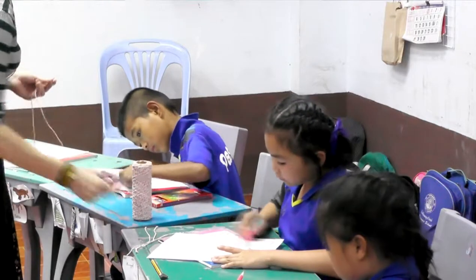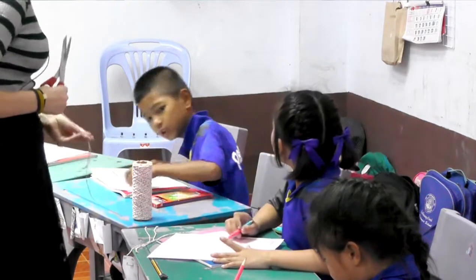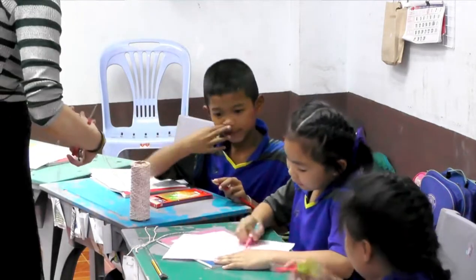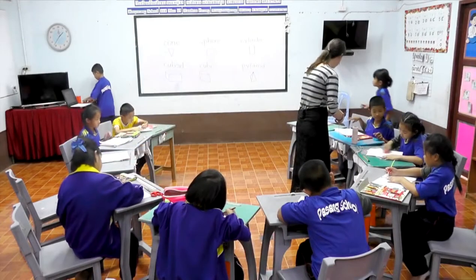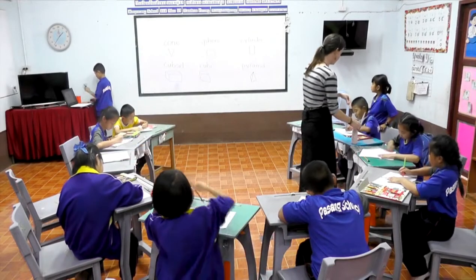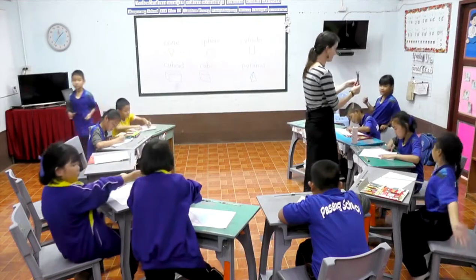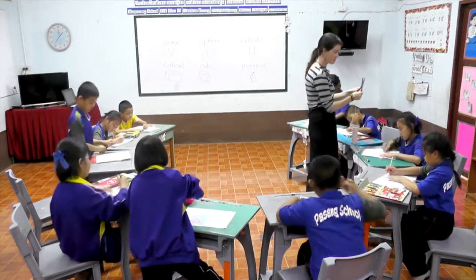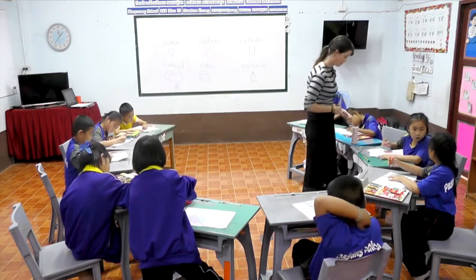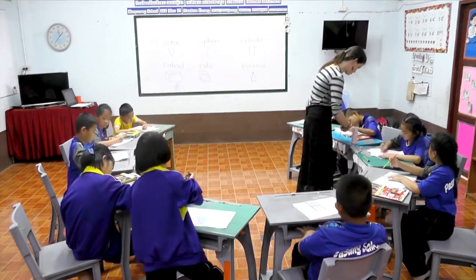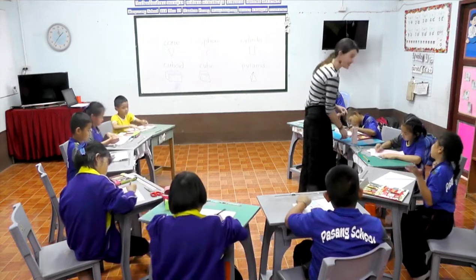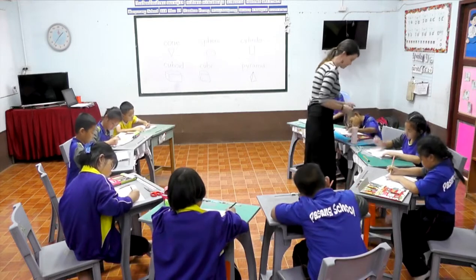So shapes. What shape are you going to make? A cone. What shape are you going to make? Cube. You're making a cone? Yes. What are you making? What shape? A big cone. Very cool.